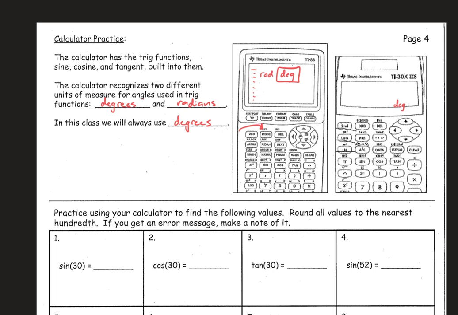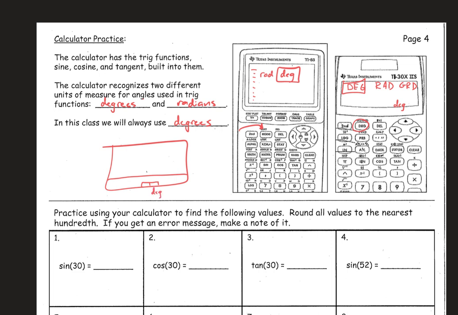What you're going to do is click this button right here. You'll get a menu across the screen: DEG, rad, and then GRD. Make sure you click degrees. For Desmos, there's a button on the bottom of the screen right here. Make sure that you have degrees showing.